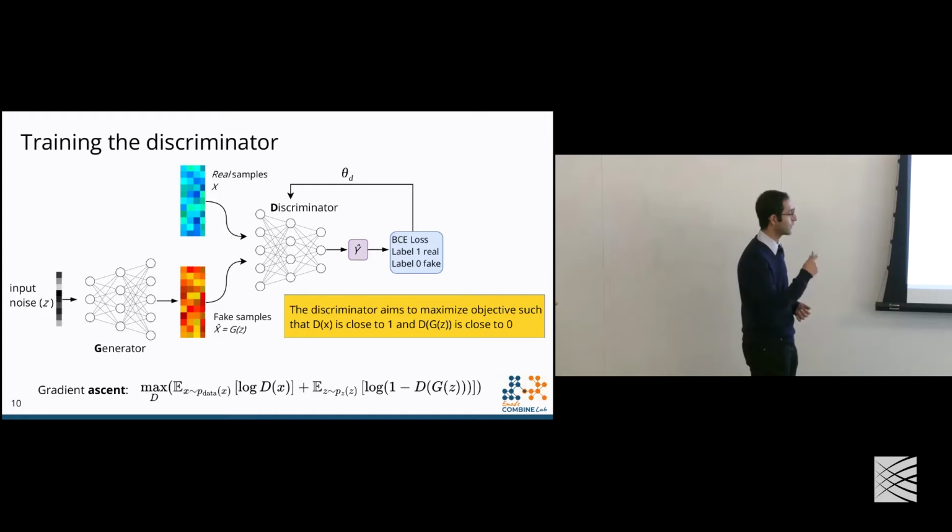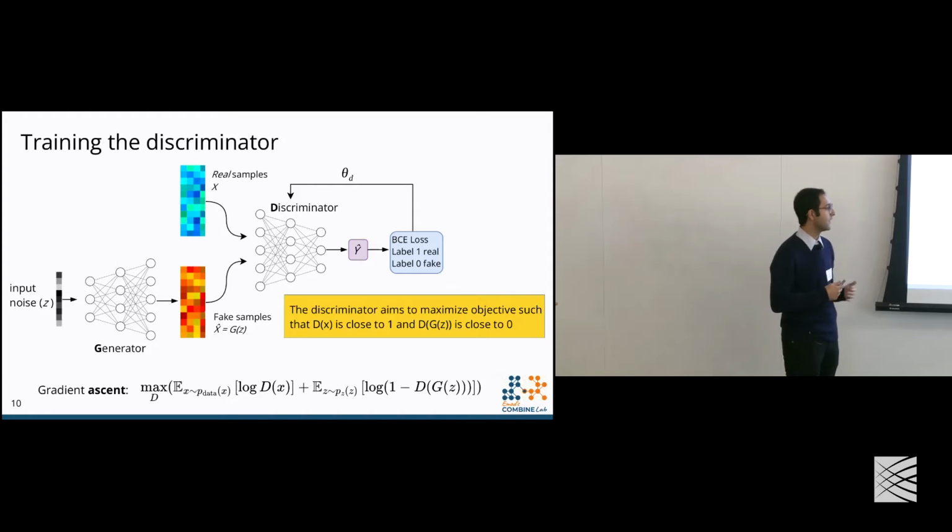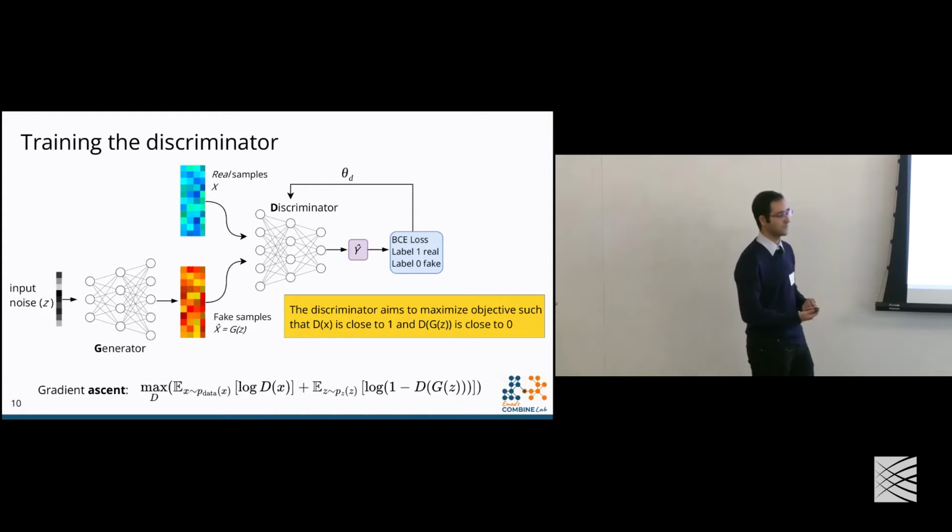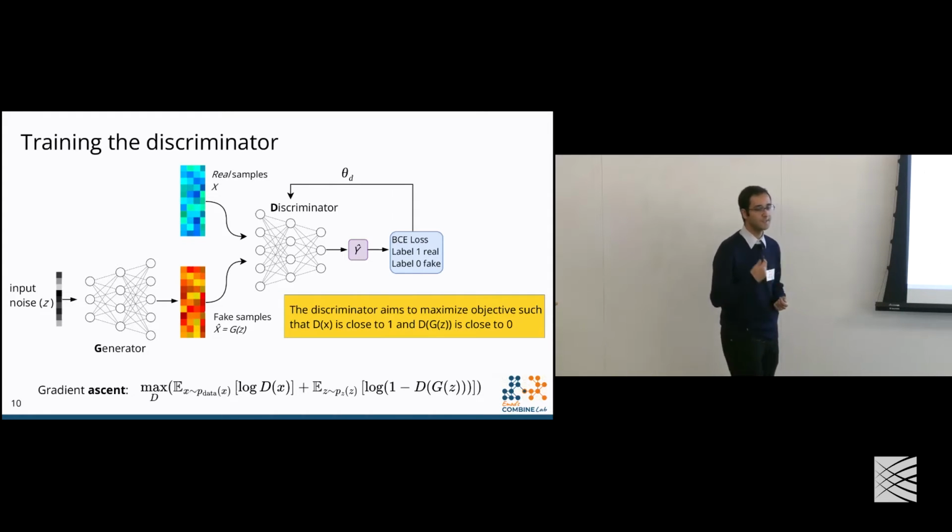So if we now look at the objective function at the bottom, the discriminator wants to maximize its objective so that D of x, that is, its predictions on real data, are close to 1, and D(G(z)), its predictions on fake data, is close to 0. So we do gradient ascent on the discriminator.